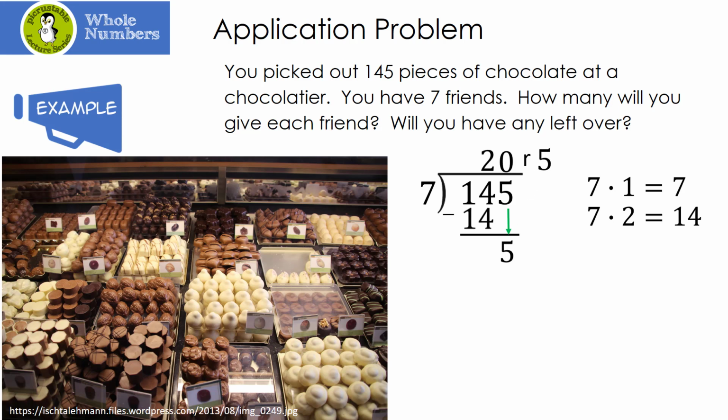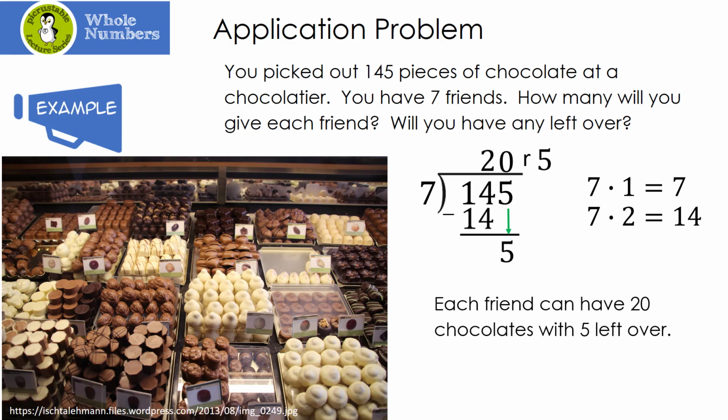How do we read this then? Well, it tells us that each friend can have 20 chocolates with 5 left over. Let's check it. 7 times 20 plus 5 is 145. This means our 7 friends can have 20 chocolates each, and then we'll have a couple left over for us to sample.